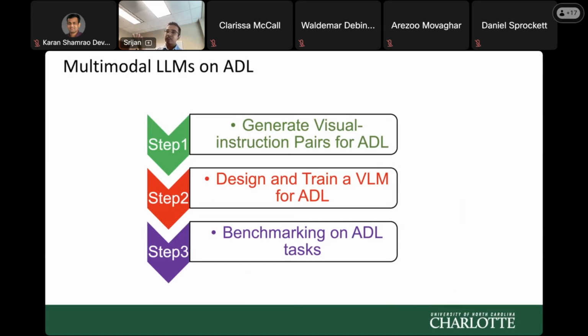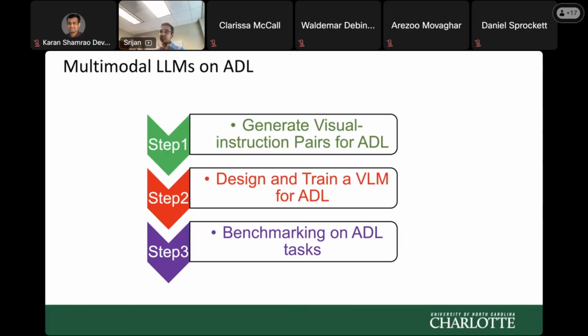But in order to fine tune these models, we need videos and question answer pairs. That's what we call visual instruction pairs. If you want to train LLMs or multimodal LLMs, you need user queries and their associated answers. In most of our problems, we don't have that kind of data. So that's challenge one. Challenge two is that, do we train multimodal LLMs with the design that we already have, or do we need to also do some sort of adaptation?